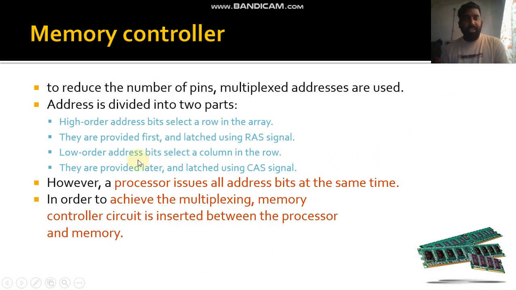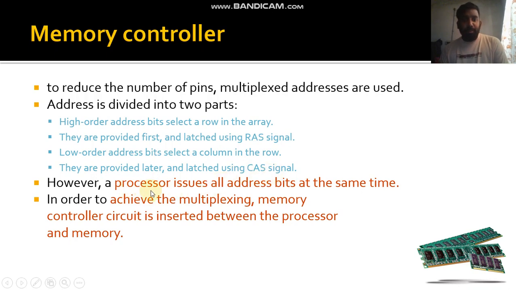Next, we are going to see a special unit called the memory controller. In order to reduce the number of pins in the address line, we use multiplexed addresses. Hence, the address is divided into two parts, namely the row address and the column address. The higher order address selects the row in the array and the lower order address selects the column, and both are latched using special signals called row address strobe and column address strobe.